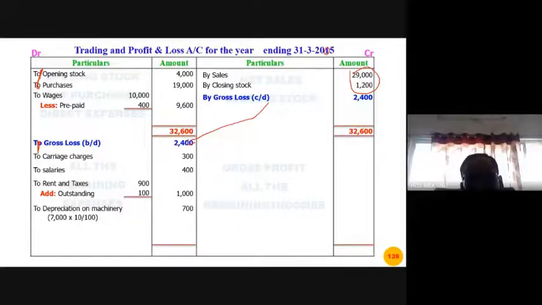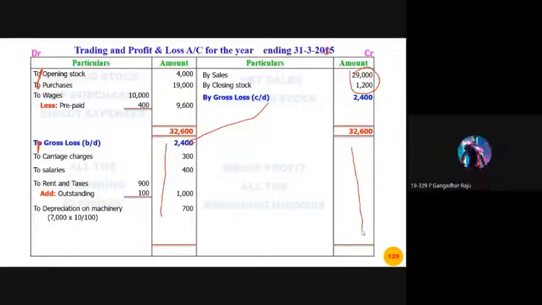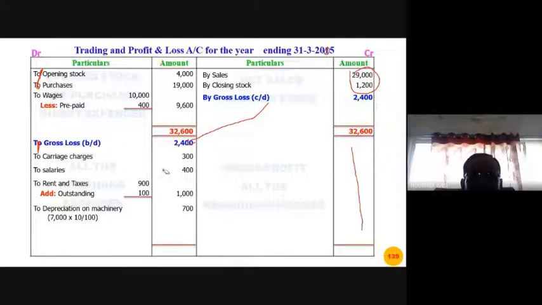Now we have to balance the profit and loss account. Okay, trading account is balanced. Now profit and loss account, the same process. Which column is showing higher total, debit or credit? See, these are the debit amount items and these are the credit amount items. Which column is showing higher total? Debit. Credit side nothing is there, so that means credit side is 0.